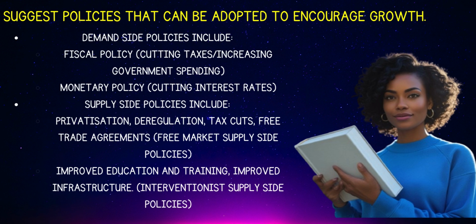Demand-side policies include fiscal policy: cutting taxes, increasing government spending; monetary policy: cutting interest rates. Supply-side policies include privatization, deregulation, tax cuts, free trade agreements, free market. Supply-side policies: improved education and training, improved infrastructure. Interventionist supply-side policies.